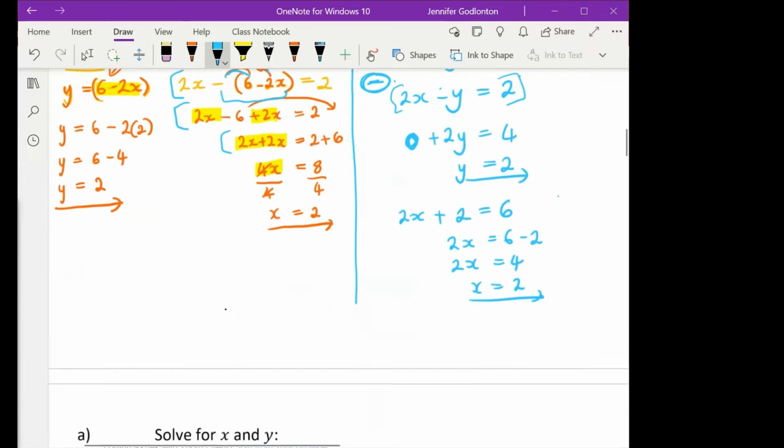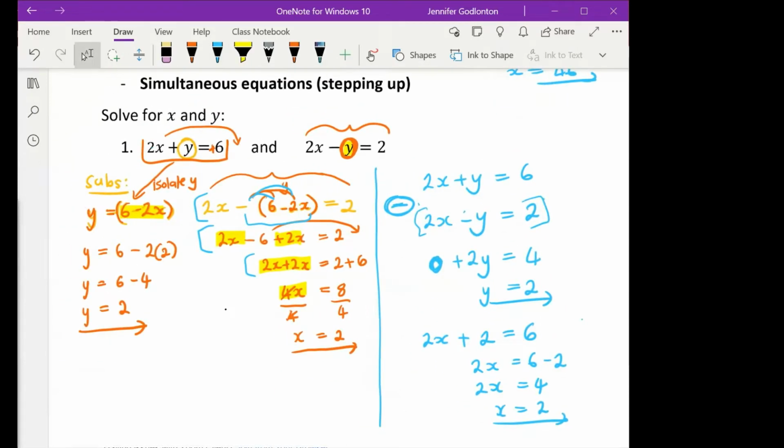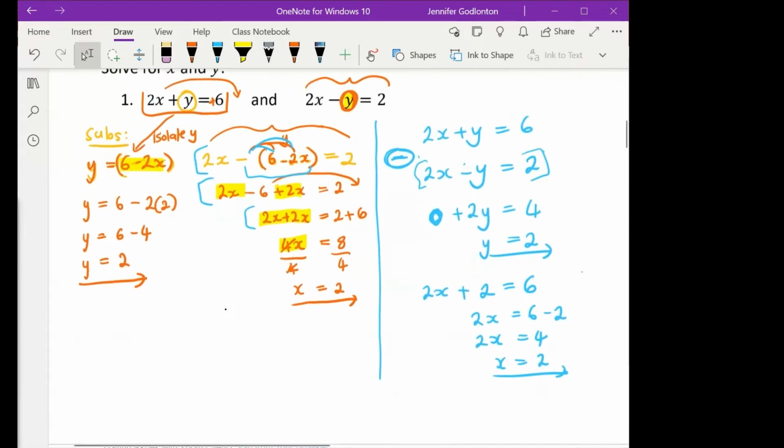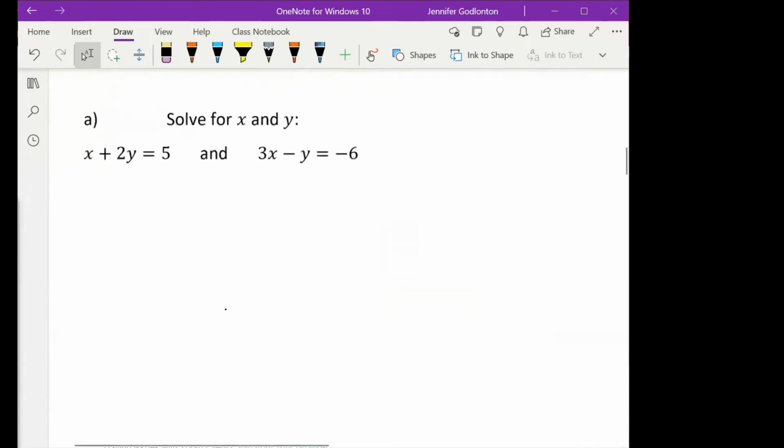If you're struggling with simultaneous equations in general, my advice is to stick to substitution. Because it's a very formulaic way that you can follow and make sure that everything comes together. I would stick with substitution if you're struggling. If you're not struggling, you're welcome to try both and see how they work for you. But that's my advice from here.